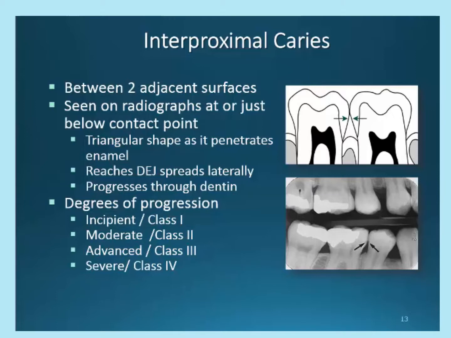Interproximal decay is located on two adjacent tooth surfaces. If it is identified just below the contact point, the beginning of the lesion can take on a triangular shape as it then penetrates into the tooth structure, reaching the dentin enamel junction. The degrees of progression range from 1 to 4.